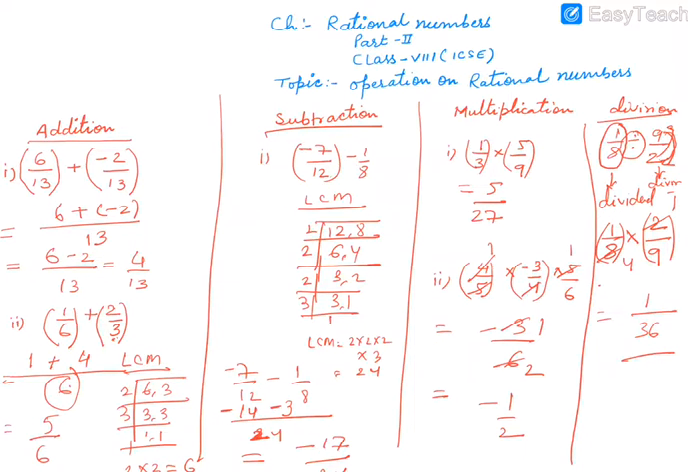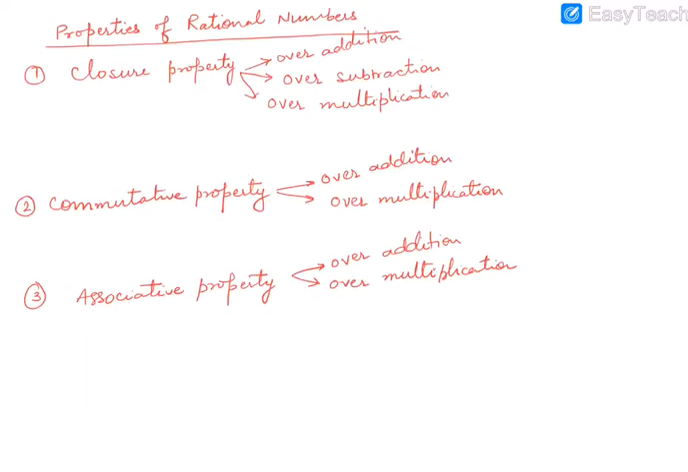I hope you all have understood this. Now I'll discuss properties of rational numbers. So here I have written some properties. First one is the closure property. Please pay attention, because these things are very complicated, so you have to pay attention, then only you will understand. What is closure property?